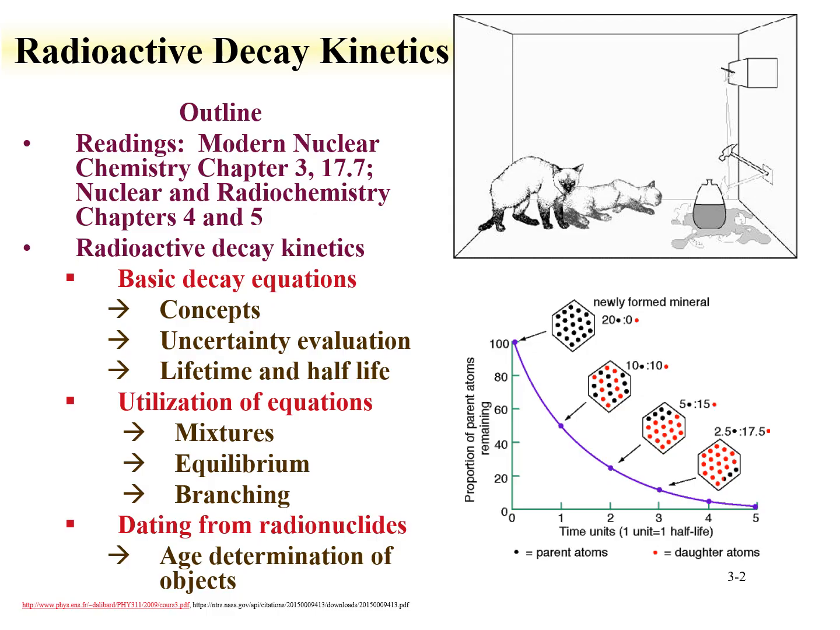The basic radioactive decay kinetics will be explored, the concepts used in the equations, the uncertainty related to the data, and the relationship between an isotope lifetime and half-life will be introduced. There will be utilizations of these equations in mixtures of radioisotopes and equilibrium systems, and we'll explore that there are two types of equilibrium, transient and secular, and then branching of radioactive isotopes will be explored and discussed.